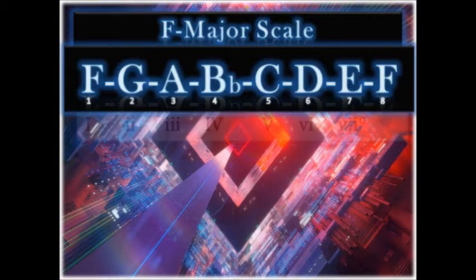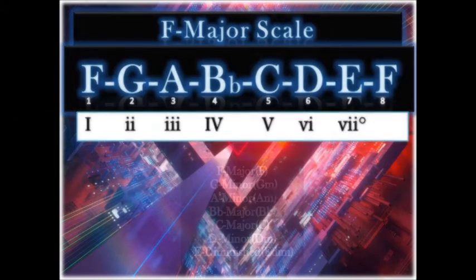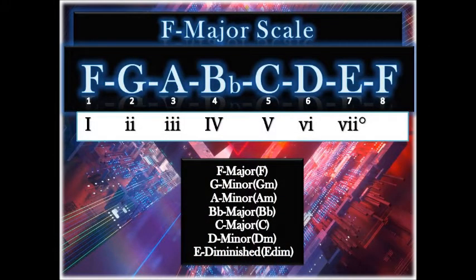Also, we will mention the Roman numeral representation formula so that we can find out the nature of each and every note. Capital numerals represent major chords and small numerals represent minor chords. Using this formula, the chords we get are F major, G minor, A minor, B flat major, C major, D minor and E diminished. These are the basic chords of the F major scale.